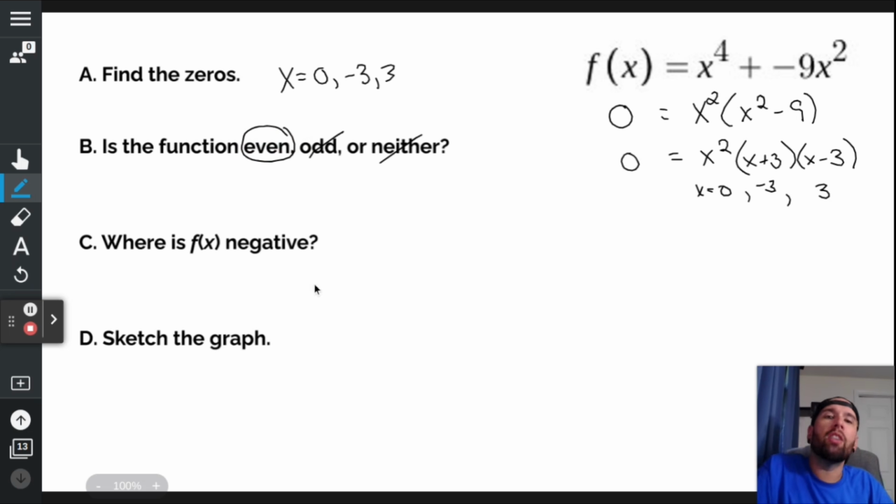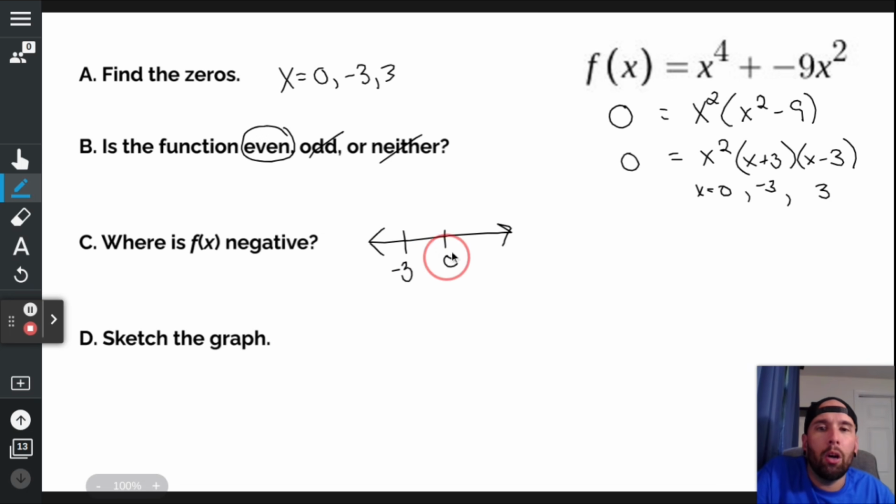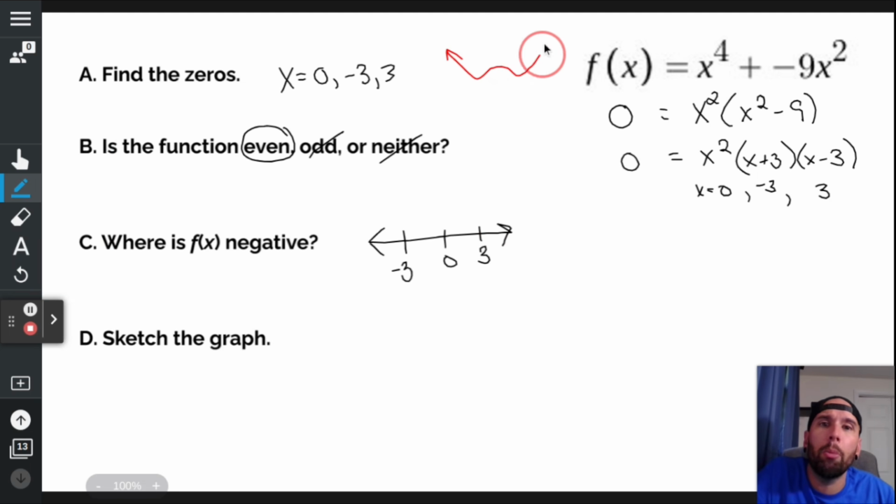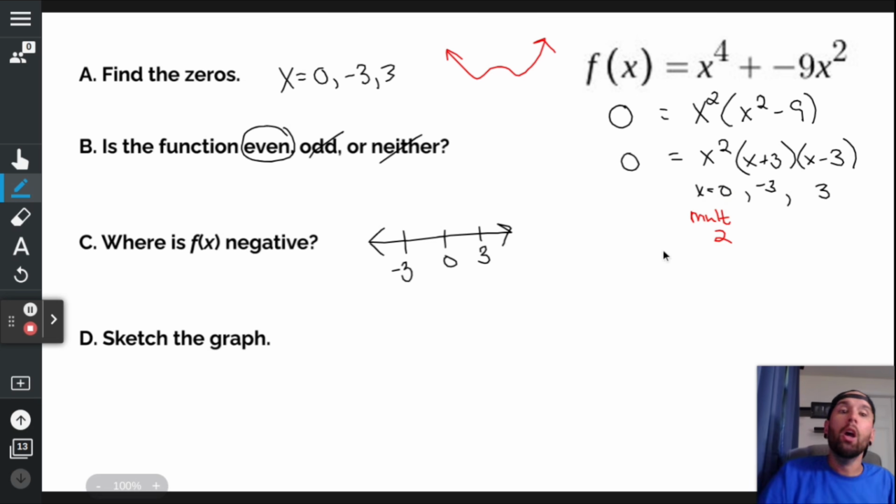Where is f of x negative? I need to make another sign graph. I have a bunch of zeros at -3, 0, and +3. What type of function do I have? I have a degree 4 where the leading coefficient is positive, so it's going to make a W. When I graph this, I have to be very careful and remember that I have a multiplicity of 2 at 0. So wherever I'm supposed to go through 0, I won't, and I'll ricochet and come back around to when I hit 3.